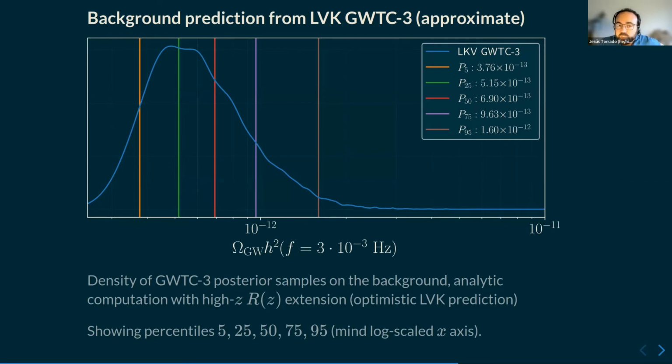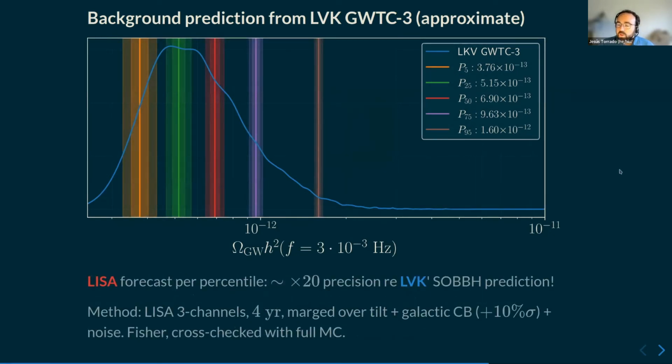And what we did was to inject the value of the background at these percentiles in our LISA stochastic gravitational wave background code. And what we found is that LISA is approximately 20 times more sensitive than the prediction for the background of LIGO-Virgo-KAGRA. So any background within the ones that are expected by LVK is very easily detectable by LISA.